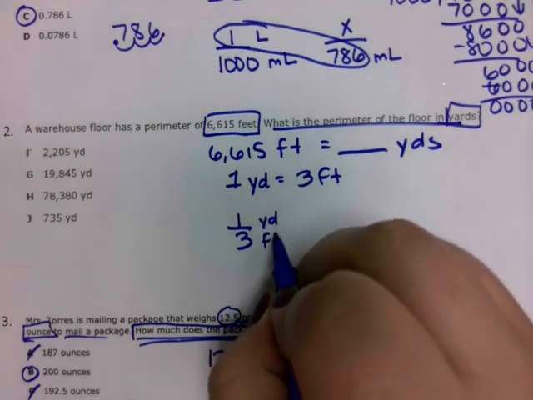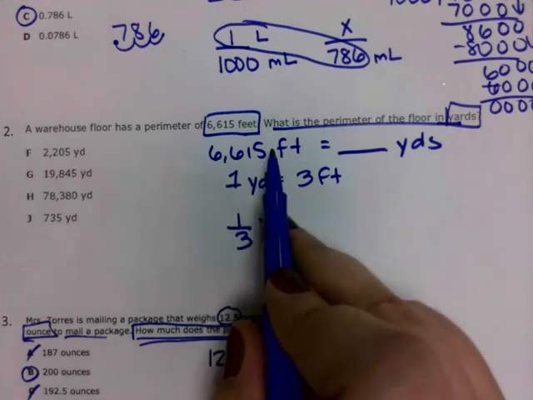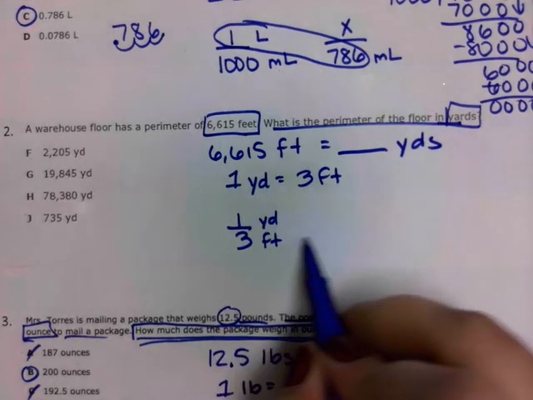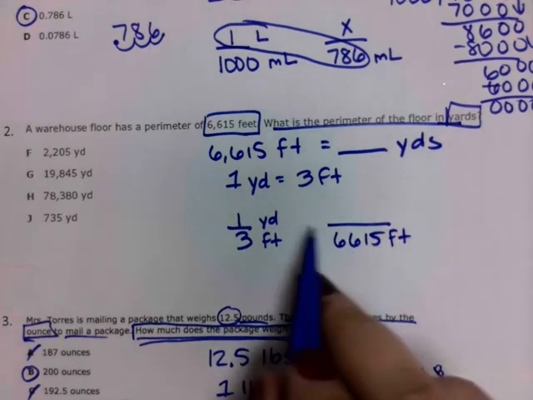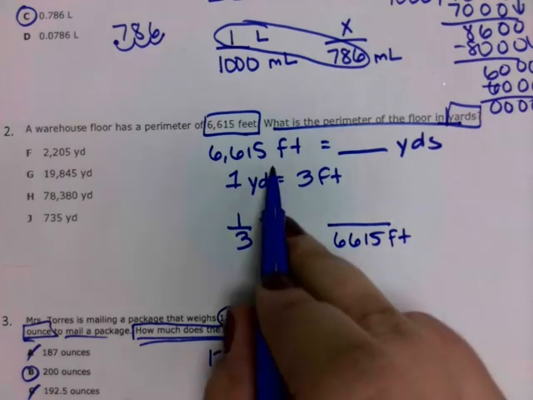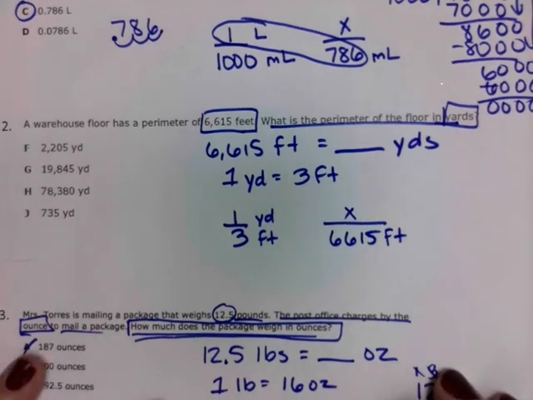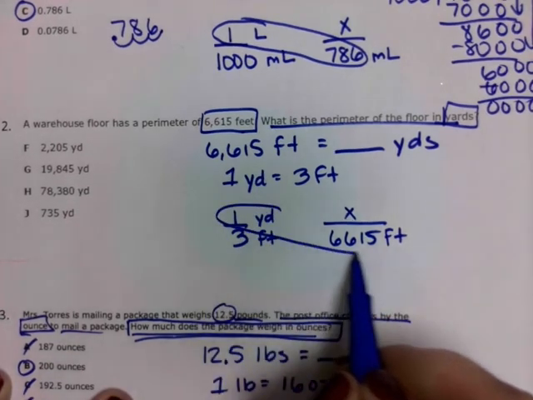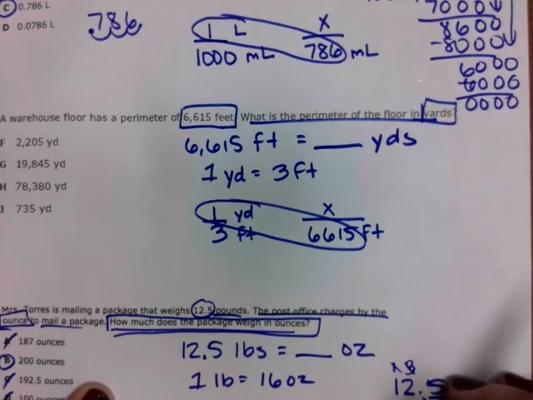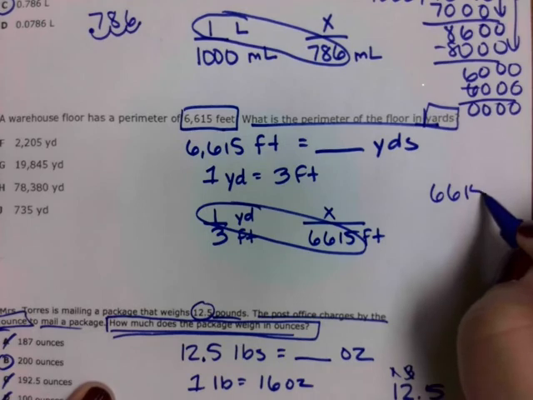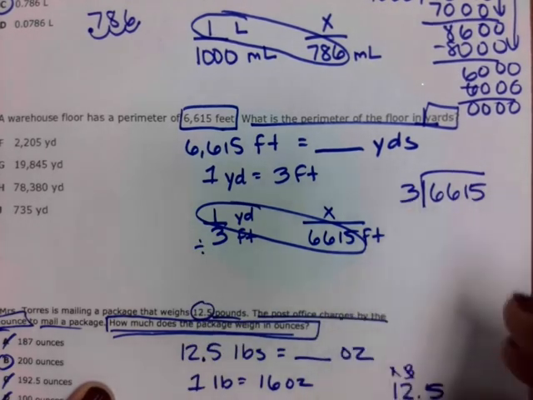1 yard, 3 feet. And then that really big number, 6,615 feet, goes at the bottom because it represented feet. So 1 yard, 3 feet. This number was feet, so we put it at the bottom of my ratio. Then X goes here. All right, so we're going to cross multiply. That's easy. 6,615 times 1 is 6,615. And then we're going to divide by that third number, which is 3.